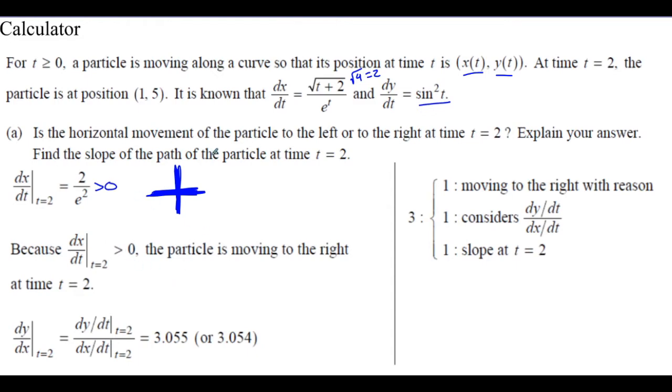Find the slope of the path of the particle at time t equals 2. We're going to plug 2 in for dy. So we get sine squared of 2, over 2 over e squared. We're going to use a calculator, and we're going to get 3.055 or 3.054.